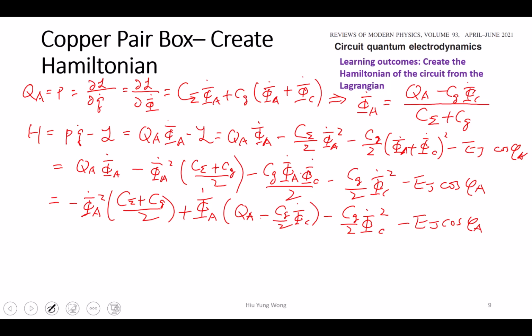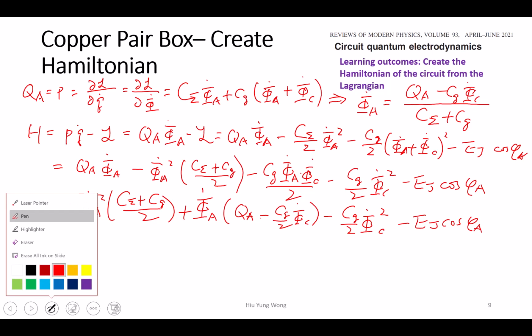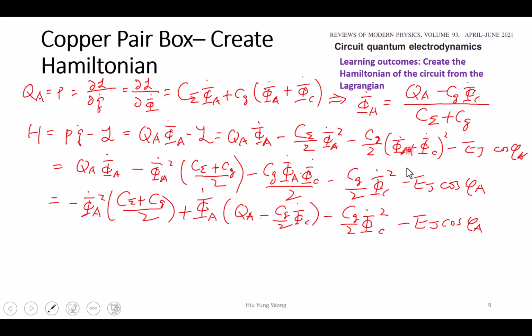Is that okay? Let me check if I make any mistake. I think I make one mistake here, right? The second term here is 2 times CG over 2 times this guy, right? Because this is 2 phi A dot times phi C dot when you do the square. So there should be a 2 here, so I will put the 2 here. And then the 2 gets canceled with the denominator, right? So I check my cheat sheet, I did something wrong. Okay.